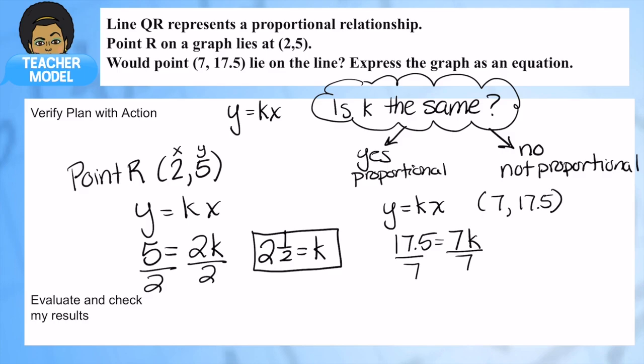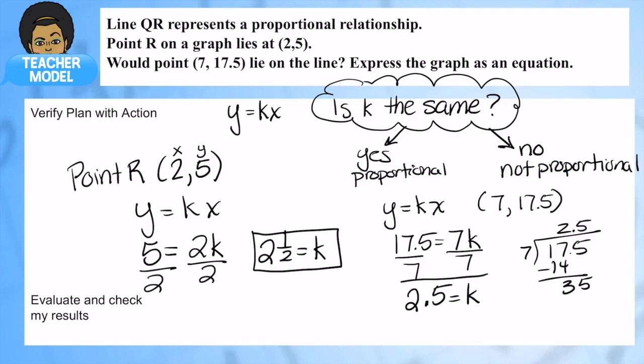I know 7 goes into 17 2 times. That's 14. That gives me 3. Just so you can see what I'm doing in my head, I'm just going to show you rather than just tell you. 5 comes down. 7 goes into 35 5 times. So I get 2 and 5/10 is equal to k.